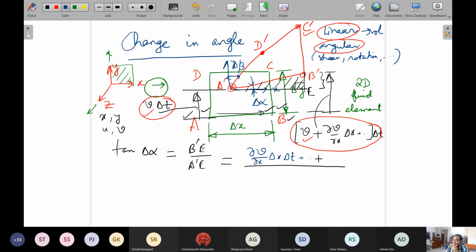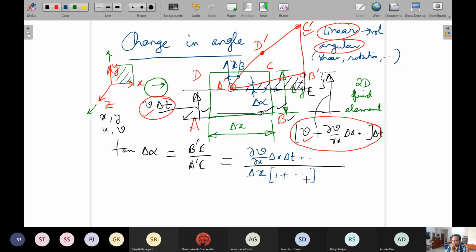What will be this A dash E? It will be the extended version of AB. Here I have shown the extension in the diagram. It could be contracted also, depending on the nature of the force. So it will be delta x plus a change in delta x, so delta x into 1 plus some change, and because the time delta t is small, this change is much smaller than delta x itself. Right.